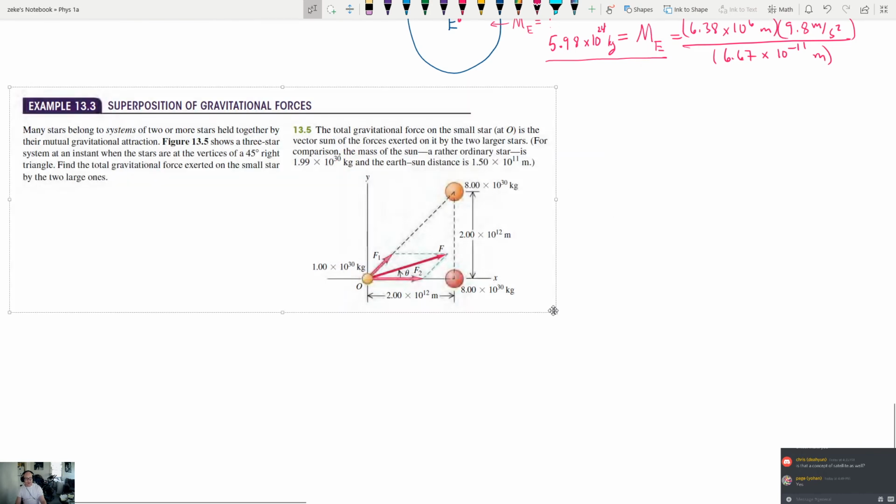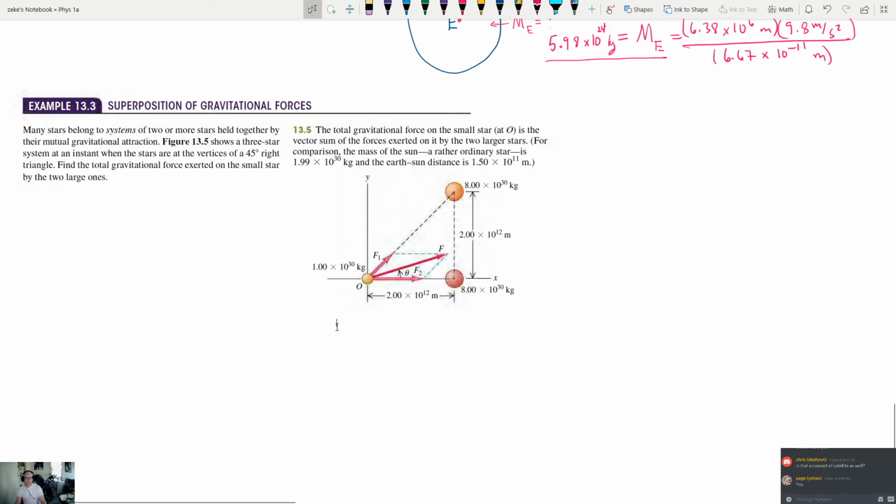So when you have more than one gravitational force acting on an object, you basically just vector sum all the gravitational forces, okay? So here's the problem. Many stars belong to systems of two or more stars held together by their mutual gravitational attraction. Figure 13.5 shows a 3-star system at an instant when the stars are at the vertices of a 45-degree right triangle. Find the total gravitational force exerted on the small star by the two larger ones.